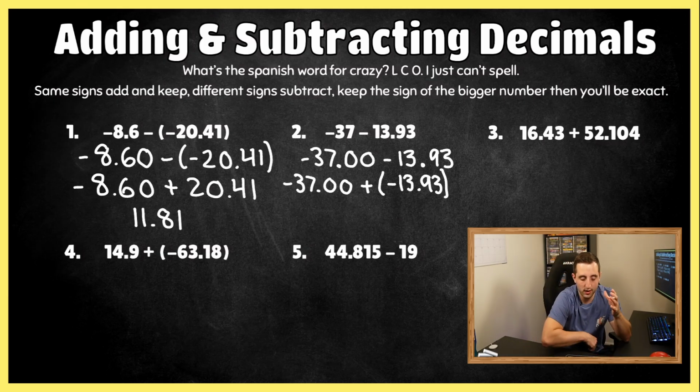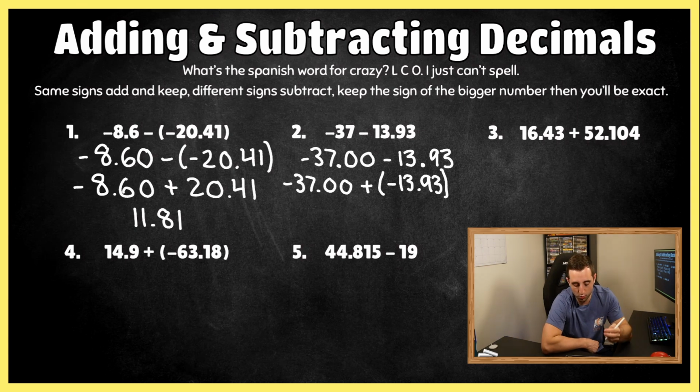Now that we've used our Spanish word for crazy, or loco, because now it's not a subtraction problem anymore, we now want to utilize our song. So let's analyze this. Do they have same signs? So we're going to add them together and keep the sign that they share, or do they have different signs where we have to subtract? Well, this time around they have same signs. They're both negative, so we're simply going to add them together.